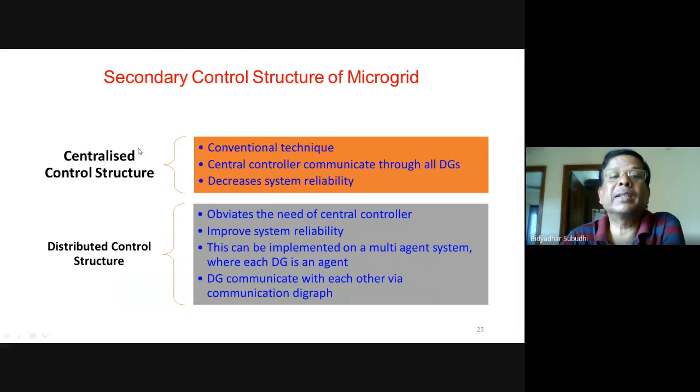So what happens in the secondary control? This is basically a conventional control technique, where a central controller communicates through all the DG sources, and therefore there is a chance that if there is a single point failure, then the reliability is lost. On the other hand, the distributed control structure avoids the need of a central controller and thereby improves this reliability. And this can be implemented on a multi-agent system where each DG is an agent.